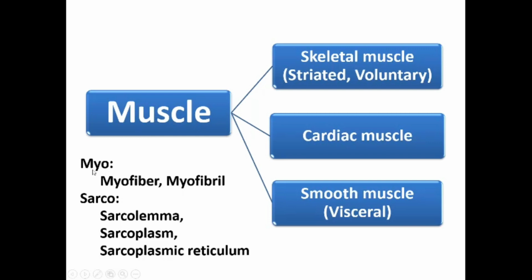Here we have two prefixes for the muscle. Myo means muscle, myofiber means muscle fiber, and myofibril means the fibril of muscles. Another prefix is sarco. Sarco is usually used for connective tissue and also for the muscle. Here for the muscle, for example, sarcolemma, sarcoplasm, and sarcoplasmic reticulum. Sarcolemma stands for the cell membrane of the muscle cell, sarcoplasm the cytoplasm of the muscle cell, and sarcoplasmic reticulum stands for the smooth endoplasmic reticulum within the muscles.